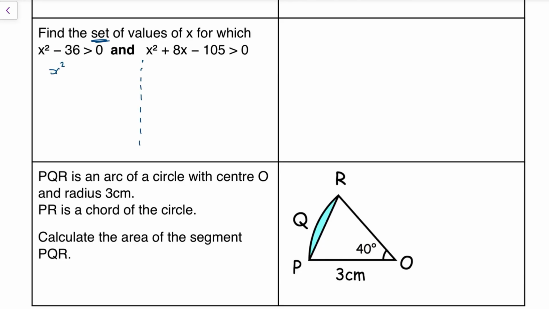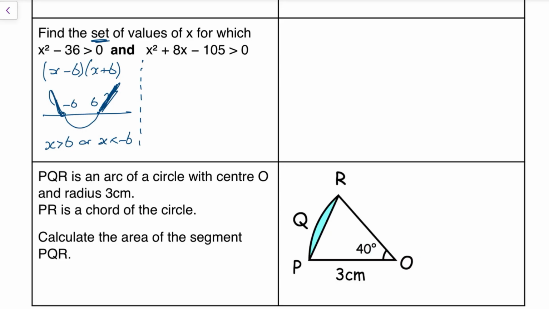So x squared minus 36 is, well, actually, let's just write it straight out, is x minus 6, x plus 6, which means I have this parabola here, whereby this is minus 6, that's 6, and I want all values that are greater than, so therefore the solution here is x is greater than 6, or x is less than minus 6. So far, so good.